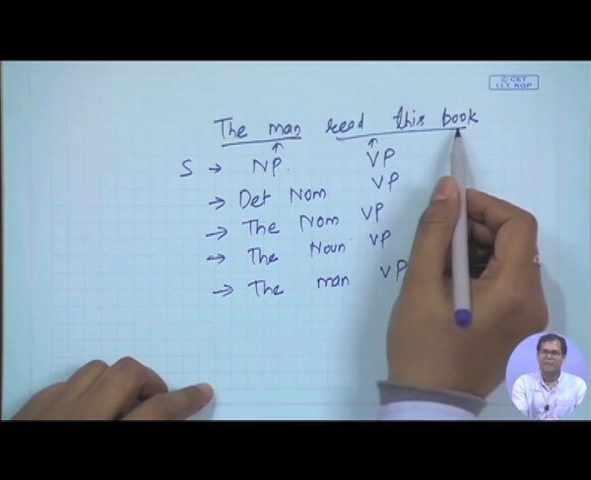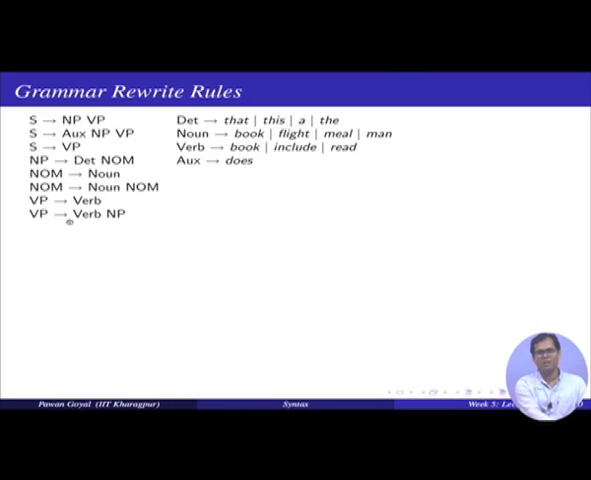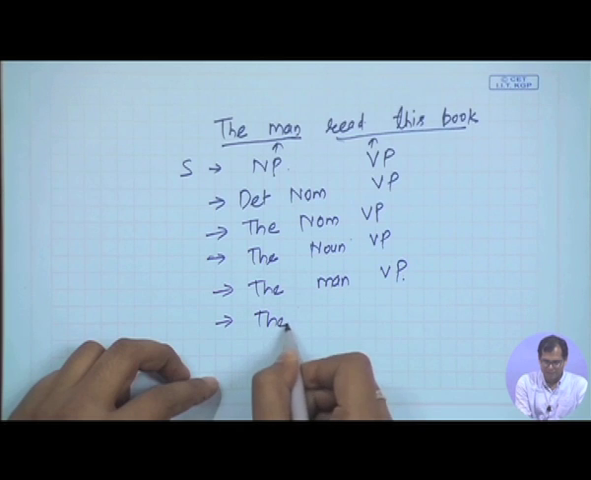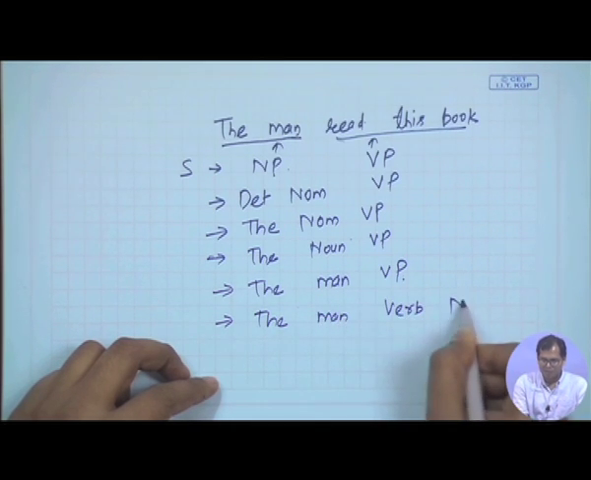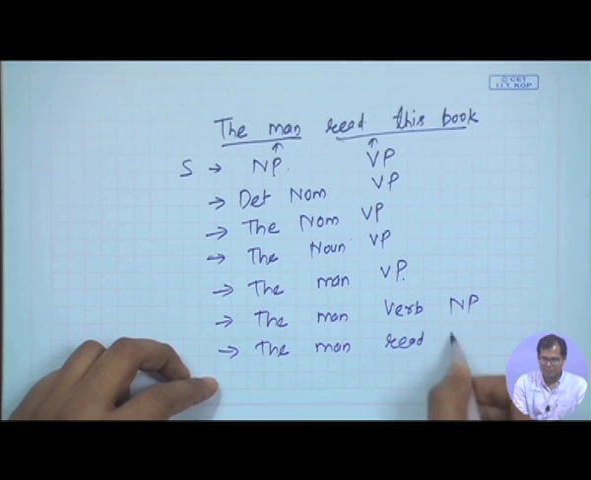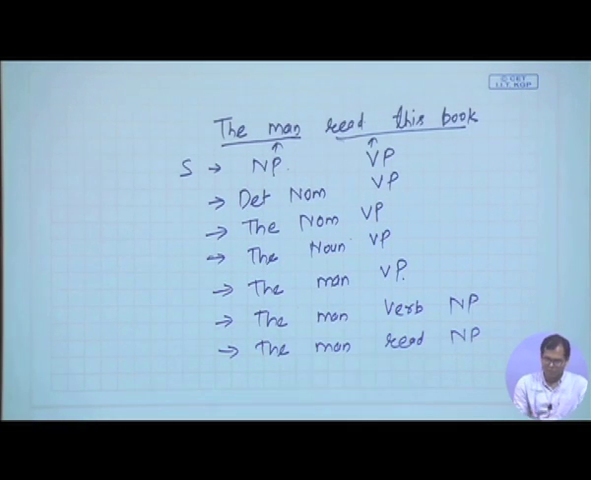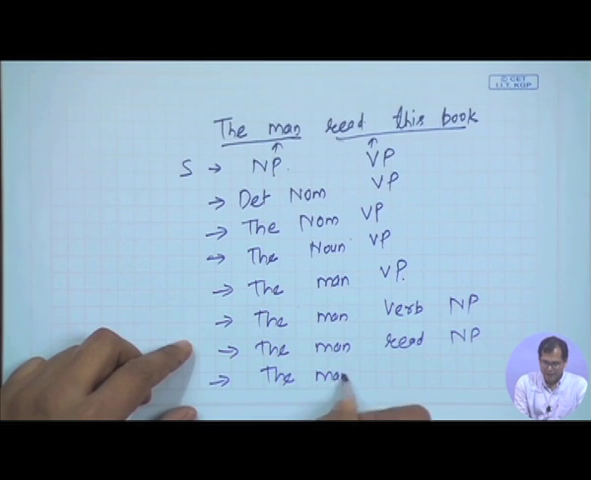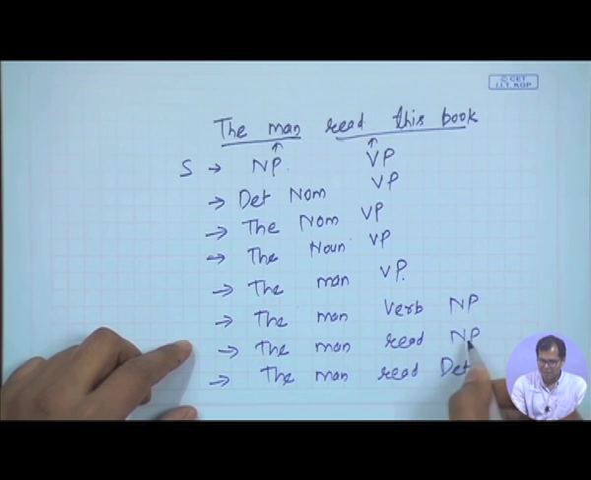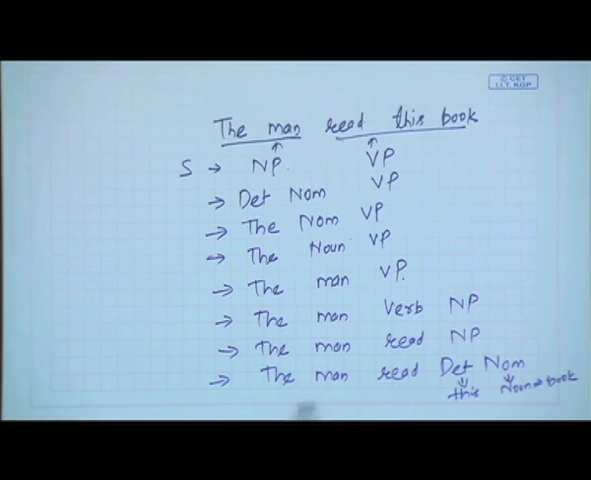Now from the verb phrase I have to derive read this book. Is there a rule like verb phrase goes to verb and noun phrase? Yes, verb phrase goes to verb and noun phrase. So I will use this and say the man verb noun phrase. Verb can directly give me read. The man read noun phrase, and from noun phrase I have to derive this book. So I again write determiner followed by a nominal. The man read determiner nominal, and determiner will give me this, nominal will give me noun, and noun will give me book. That will give me the whole sentence, the man read this book. That's how I derive a sentence using this grammar.